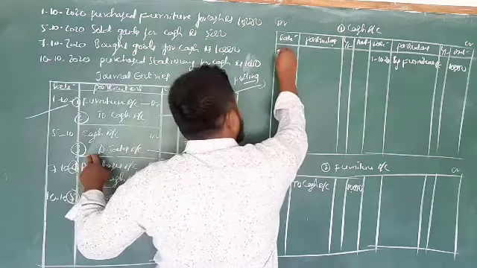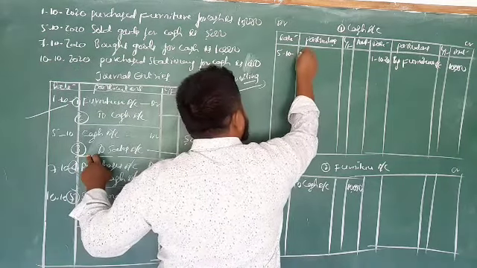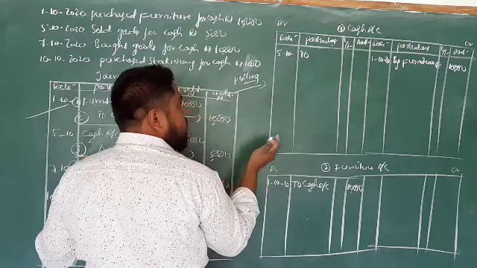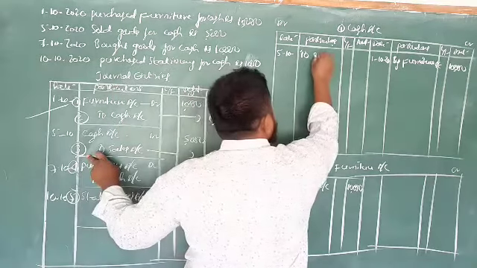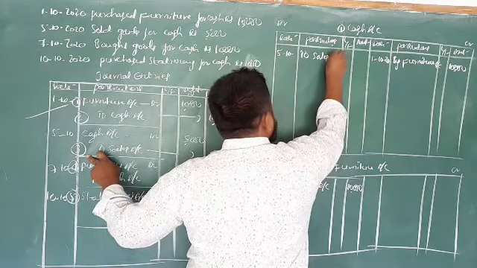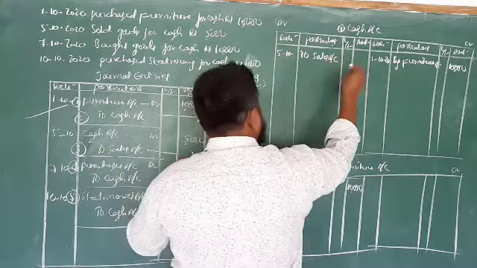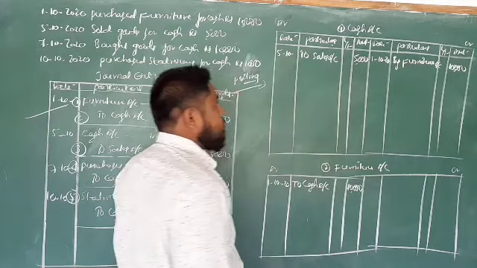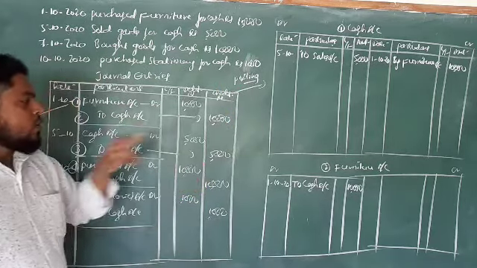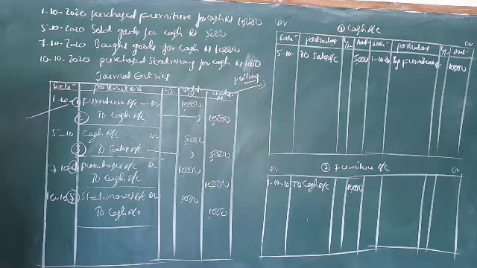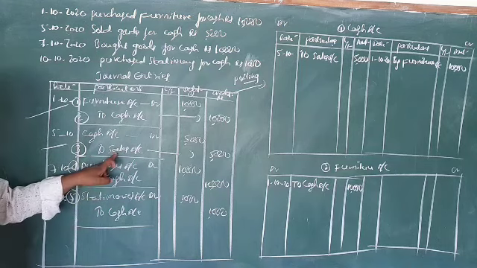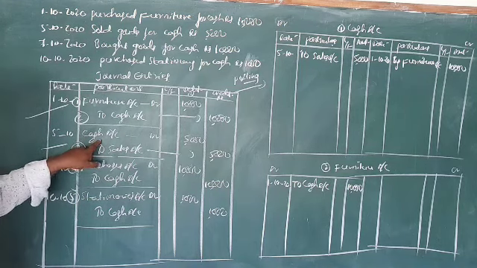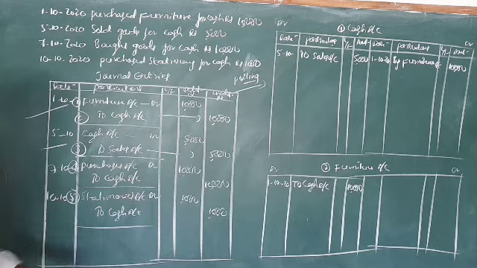So date 5/10/2020. So debit side we have to use the word "to sales account." Sales amount is 5,000. Now, so in sales account, we have to enter the cash credit side.